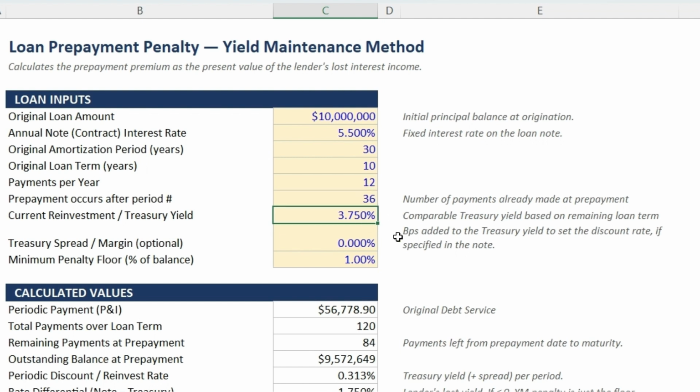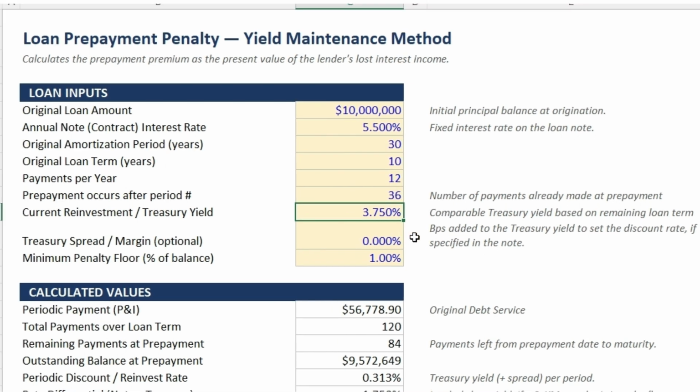Then you enter the current reinvestment rate. It could be the treasury yield, or for some funds, it could be an internal fund rate as well. If there is a treasury spread or any margin spread required to be added onto it, you can enter that as well. Typically, it should be defined in the contract.